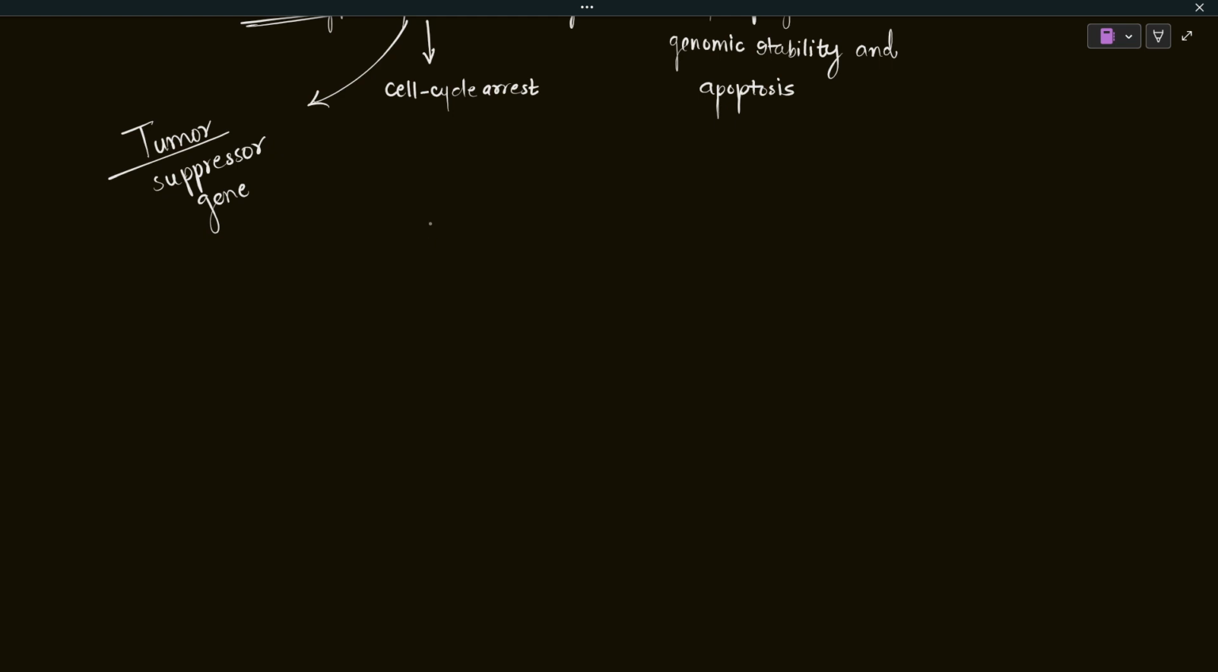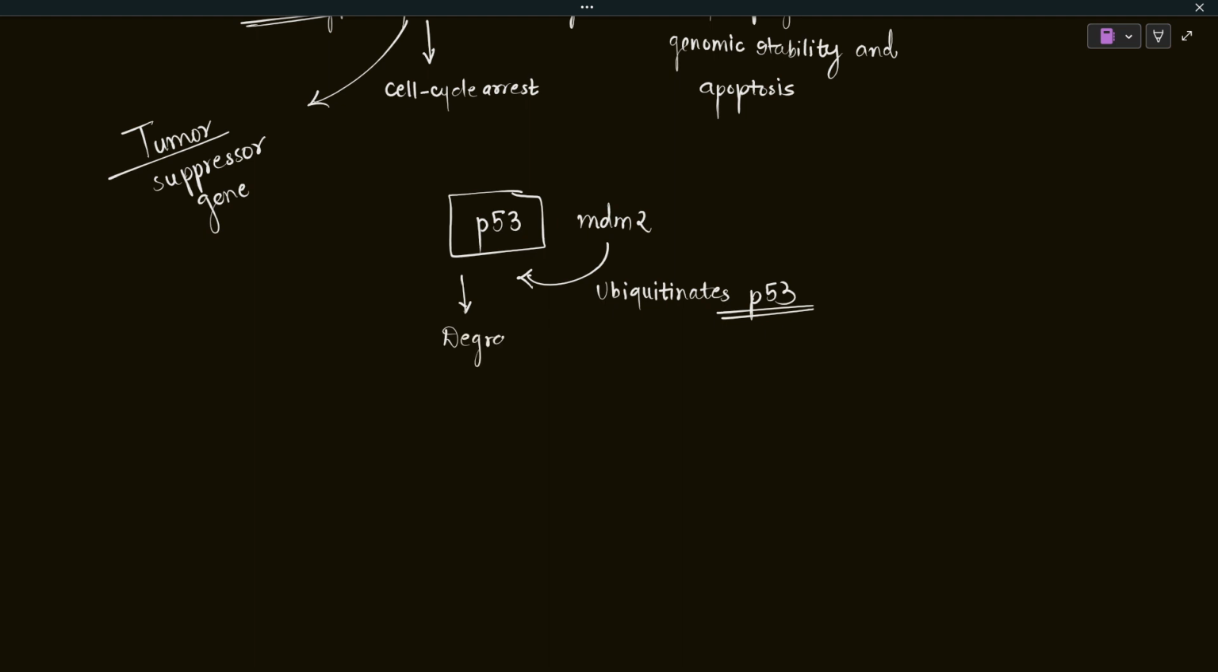Normally in a cell which has a normal genome and is functioning normally, the p53 is inactive. It is actually degraded. There is a protein known as MDM2. So this is p53, and MDM2 ubiquitinates p53. Due to the ubiquitination of p53, p53 will be degraded. This is the normal condition, when the cell is functioning very normally.